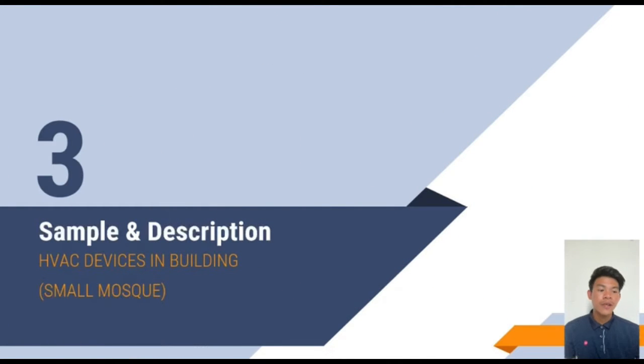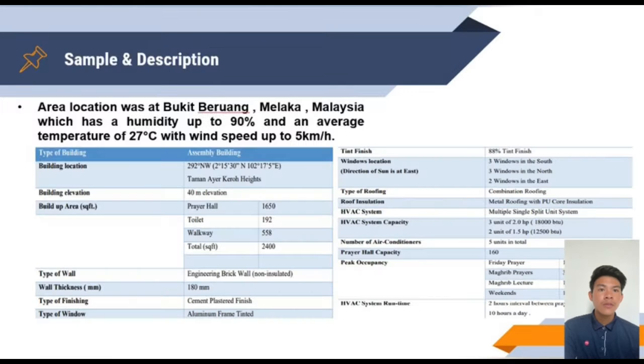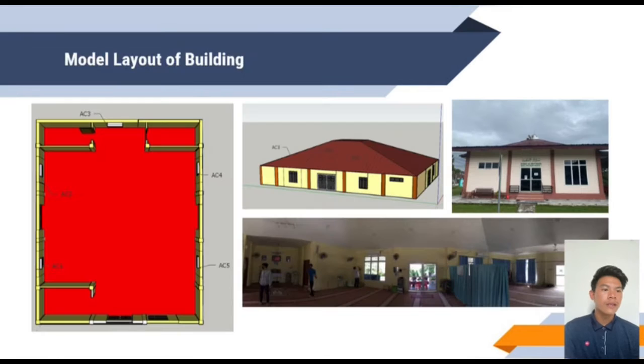Assalamualaikum sir. I will explain the third part, which is the sample and description for the small mosque. We collected a few pieces of information for this small mosque. It is located at Bukit Beruang, to be exact in Taman Aikro Heights. The built-up area is 1,650 square feet. For the HVAC system, which is the most important, they use multiple single split unit systems, 5 to be exact, which consist of 2 units of 1.5 horsepower and 3 units of 2 horsepower.